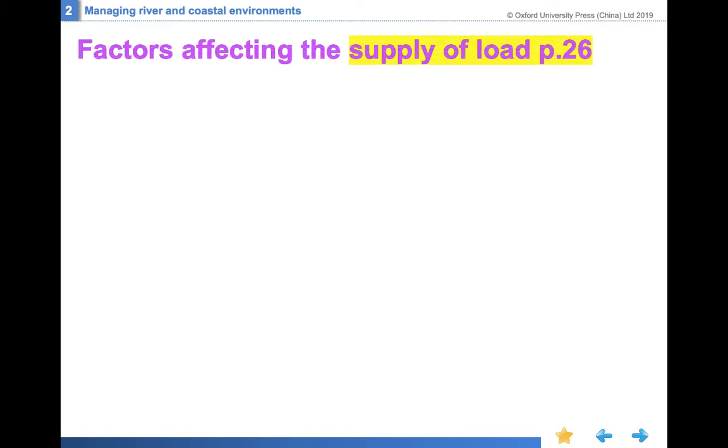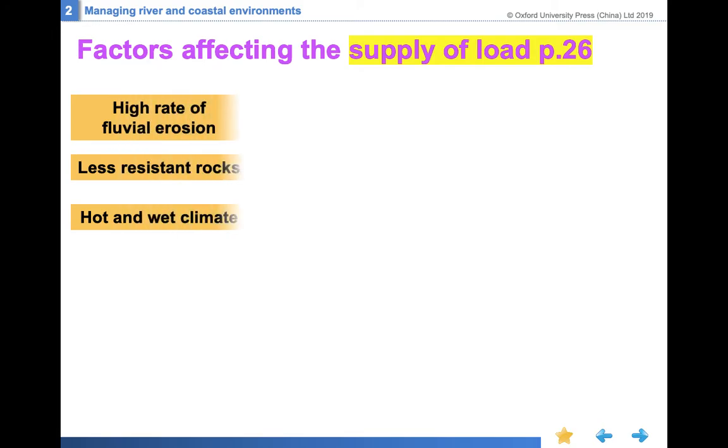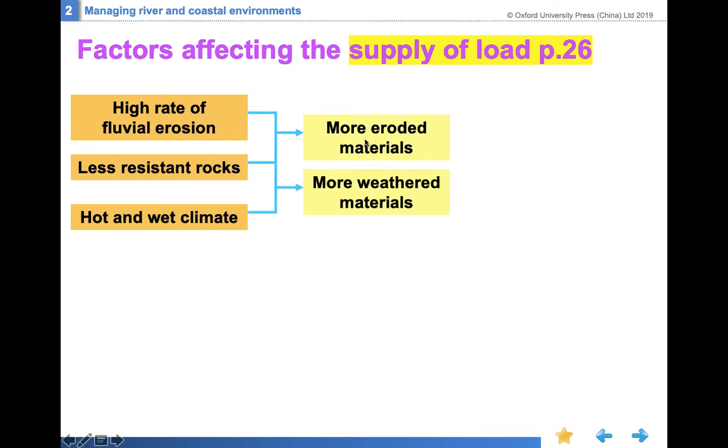For the supply of the load, on page 26 as well, you could see that if the fluvial erosion is more and the resistance of the rock is less, there will be a lot of eroded materials. And in a hot wet climate like in Hong Kong, the rocks will be easily weathered.